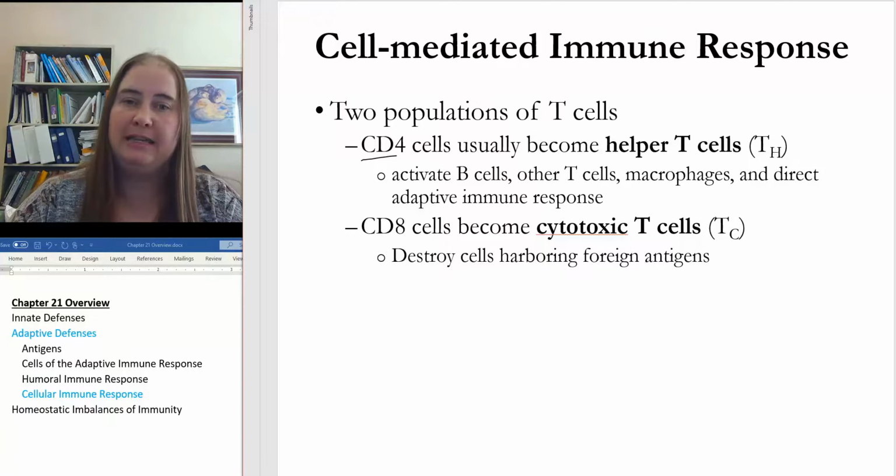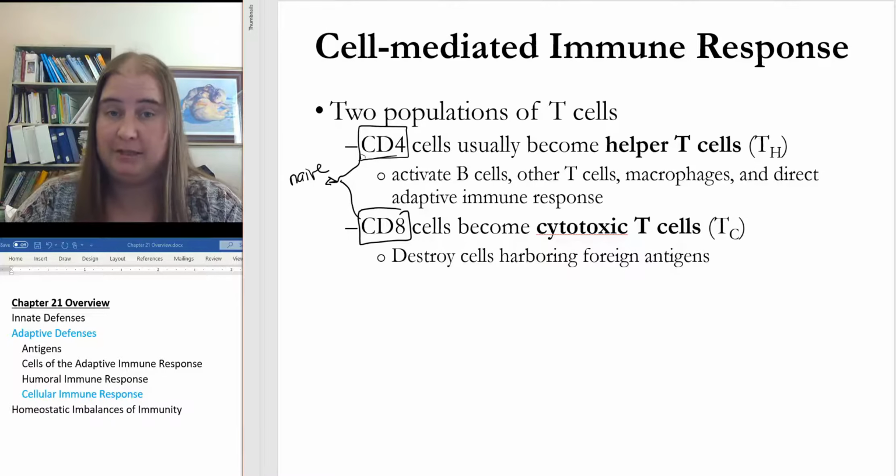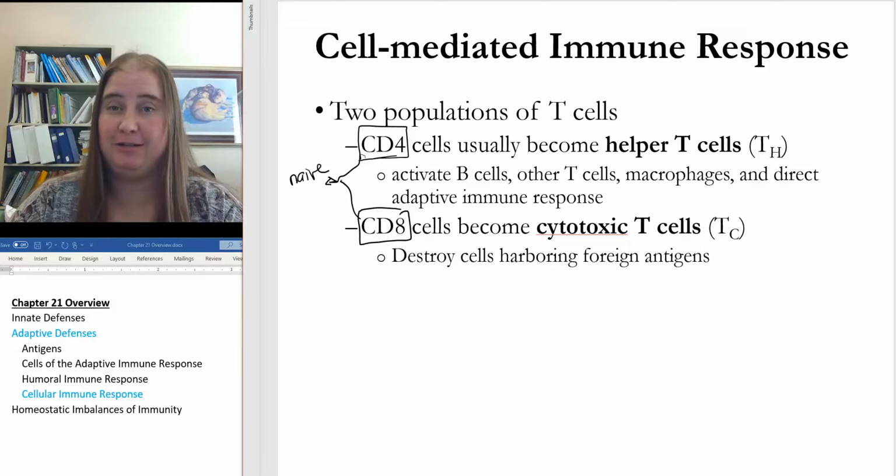So these cells here are our naive cells. Our CD4 and our CD8 are naive. So when they graduate from boot camp, right, they seed our secondary lymphoid organs as CD4 and CD8. Once they become activated, they become a T helper and a T cytotoxic, respectively.